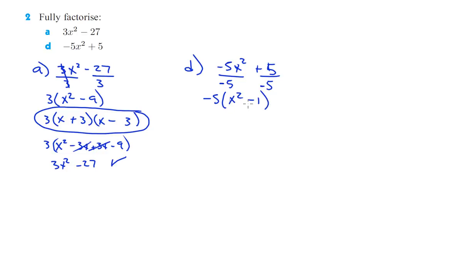So look, now we have a difference of perfect squares. If you didn't factor the negative out, you would still have a difference of squares. It would just be a little bit more tricky to spot. So I'm going to do negative 5, and then x times x gives me x squared. 1 times 1 gives me 1. 1's positive, 1's negative, and there are my factors.